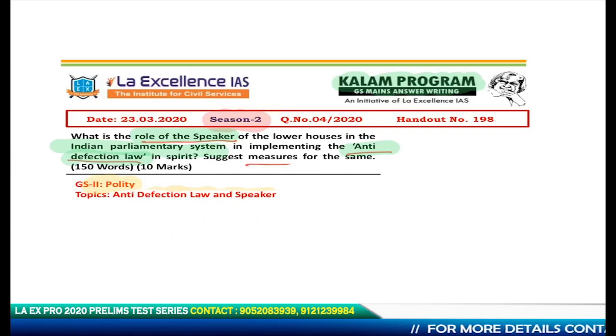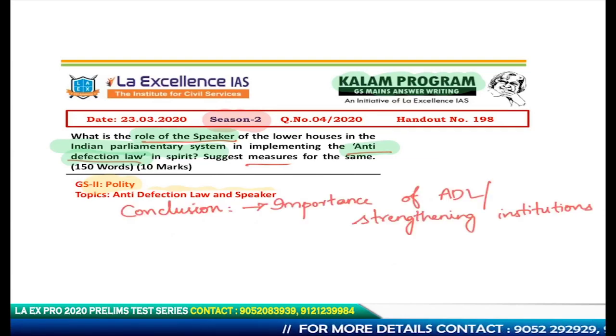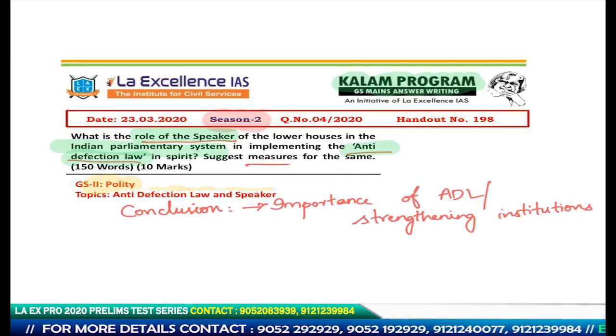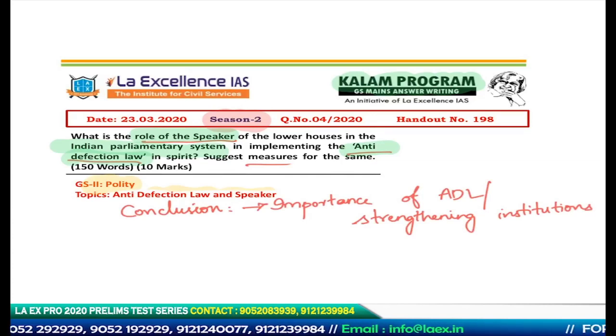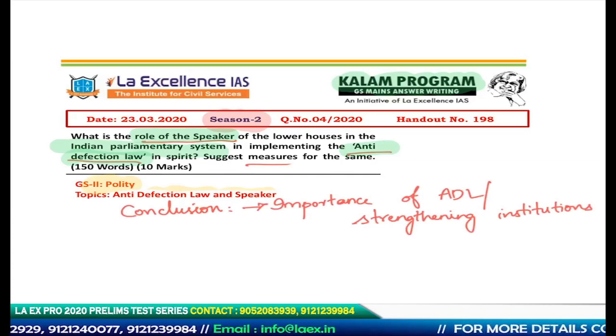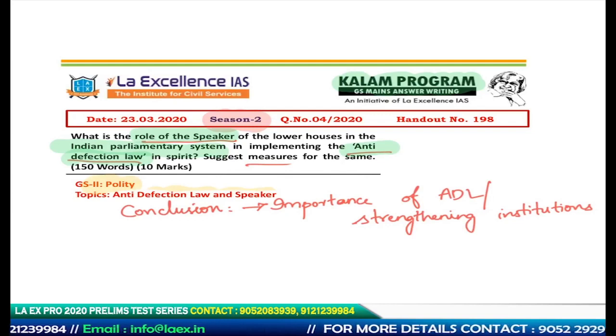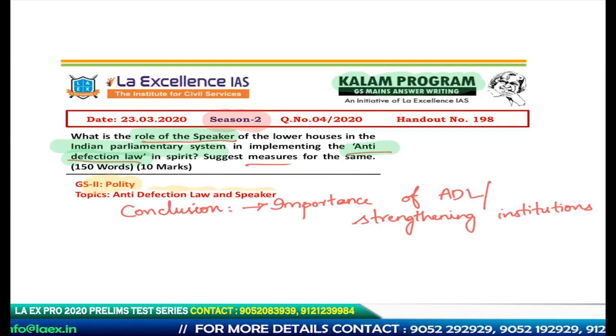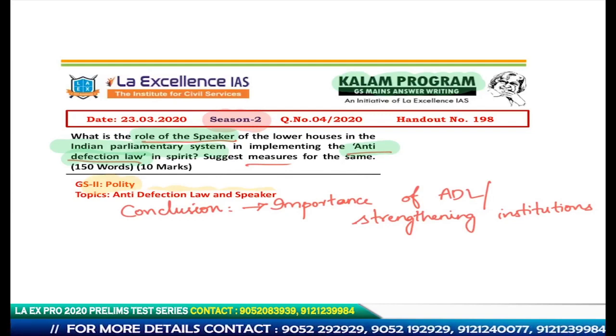Let us now see how to approach the conclusion. See, conclusion can be written in 2 forms. First format, we can write about the importance of anti-defection law, the importance of institution of Speaker for implementing anti-defection law, and how it has to be strengthened. This can be mentioned in the conclusion.